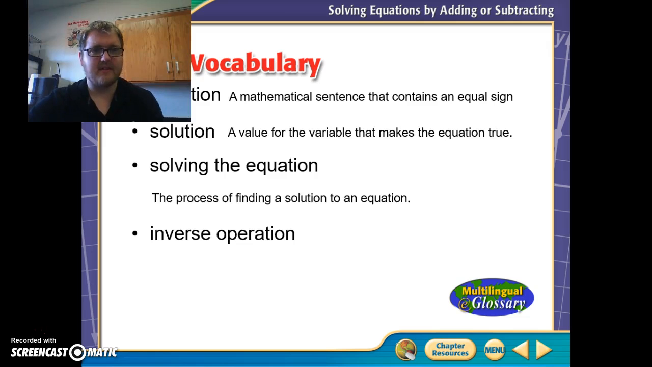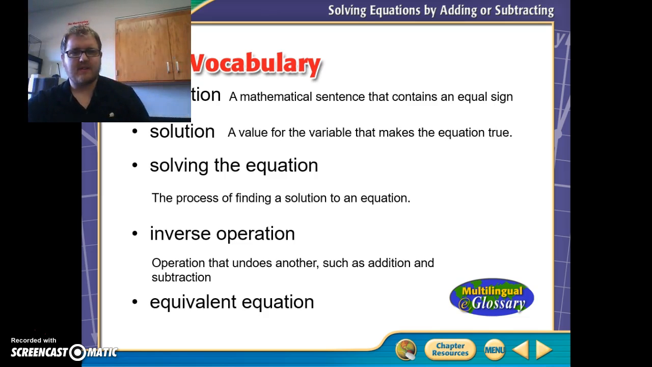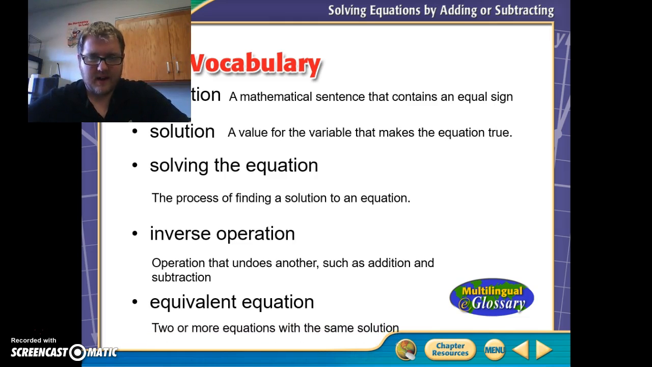An inverse operation, I kind of mentioned that at the beginning. With adding, your inverse is subtracting. With multiplying, your inverse is dividing, and vice versa. Finally, an equivalent equation is an equation that has the same solution as your first equation, your first number sentence.